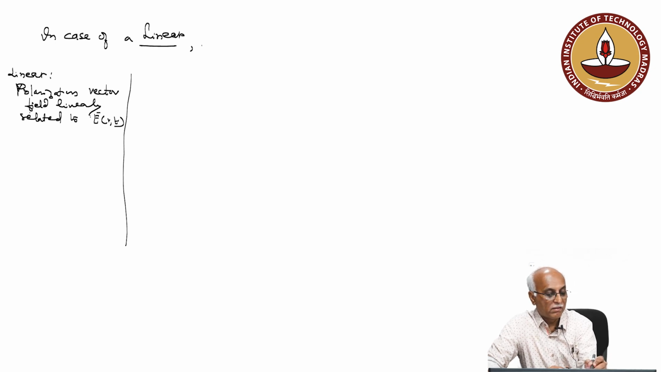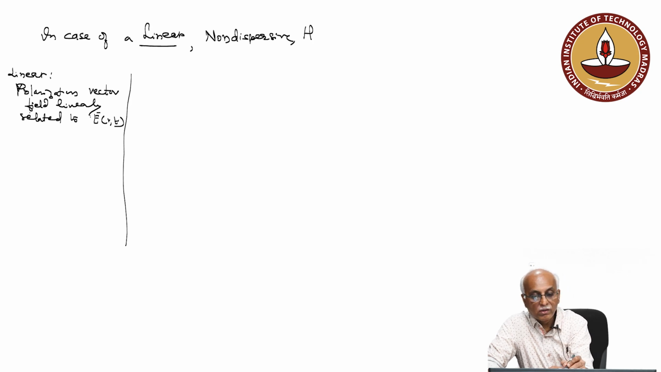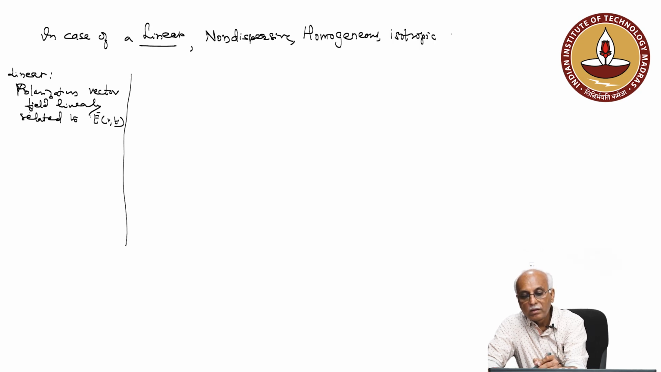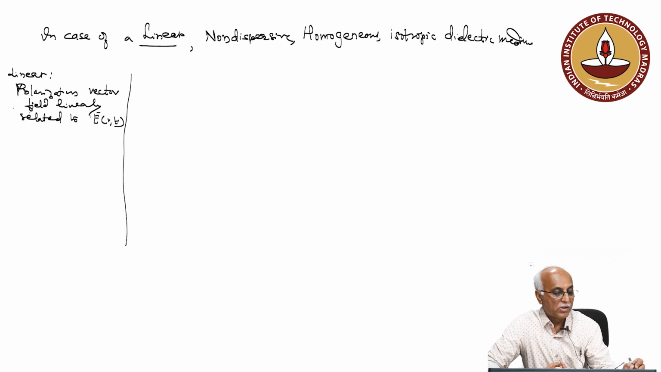So in the case of a linear, non-dispersive, homogeneous, isotropic dielectric medium, polarization comes into the picture and it is linearly related to the electrical field. And what is the meaning of non-dispersive? Non-dispersive means the response is instantaneous.